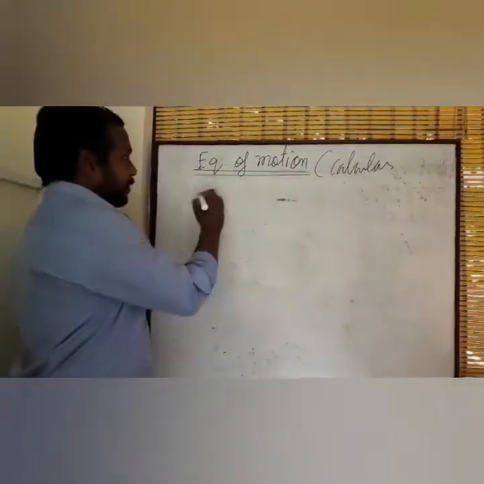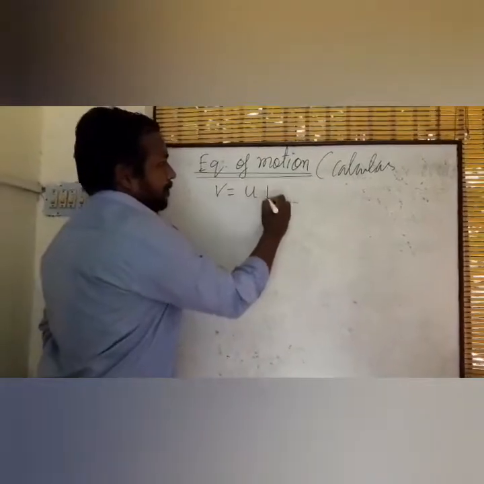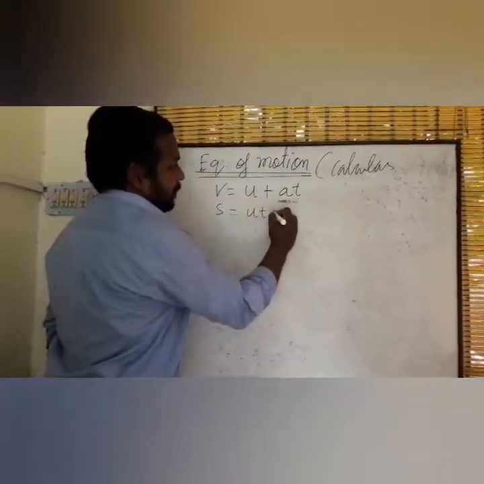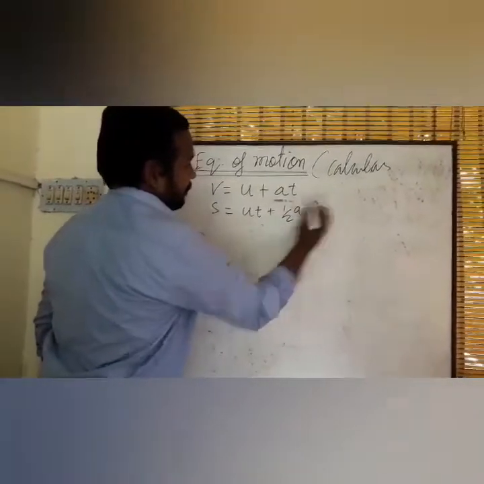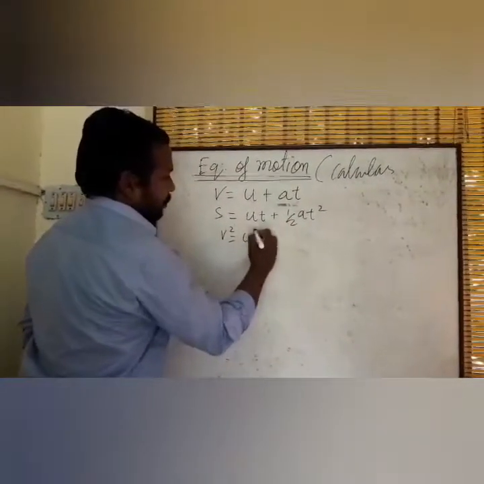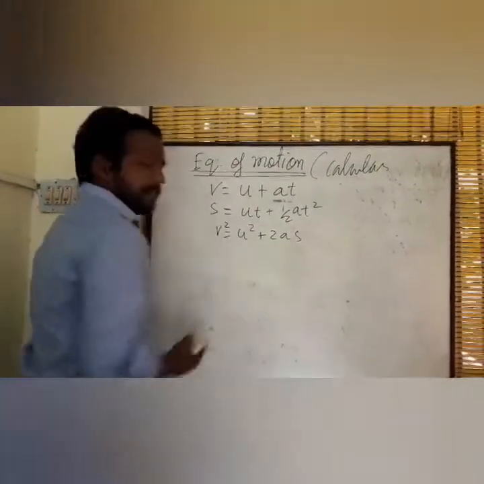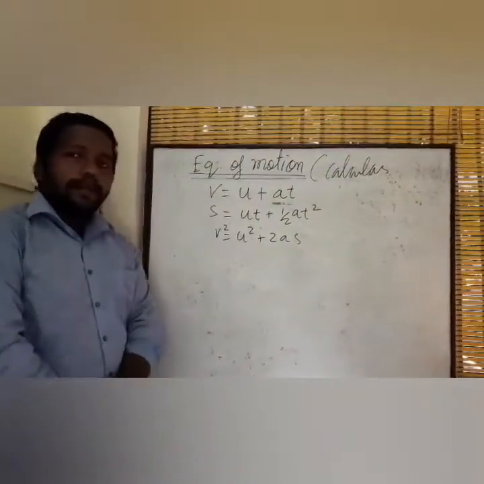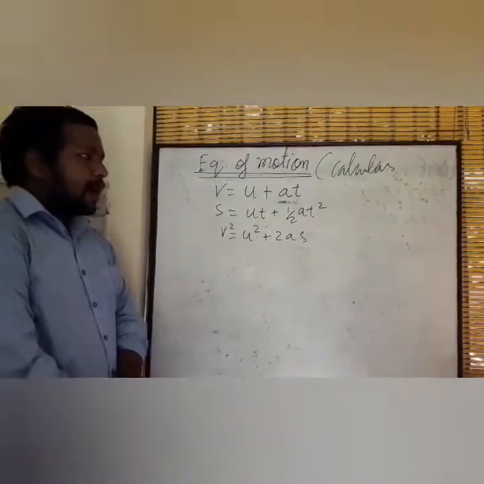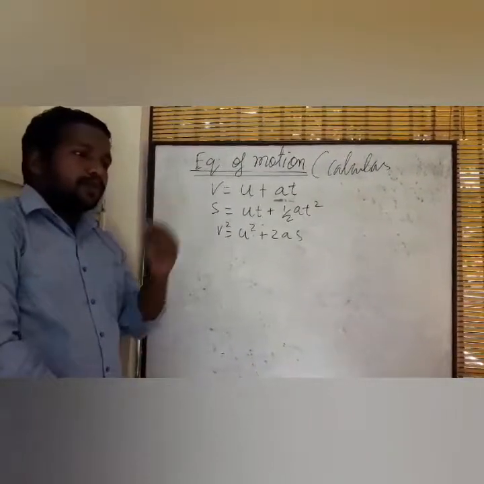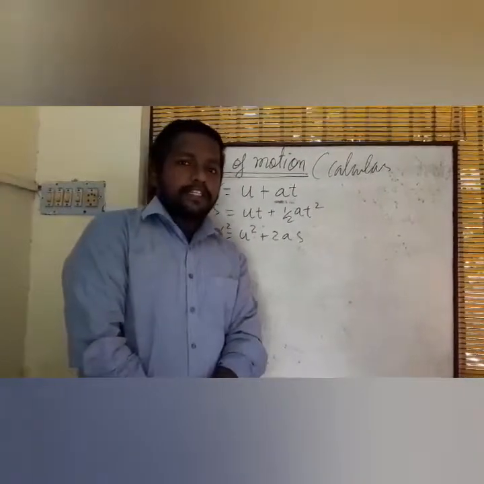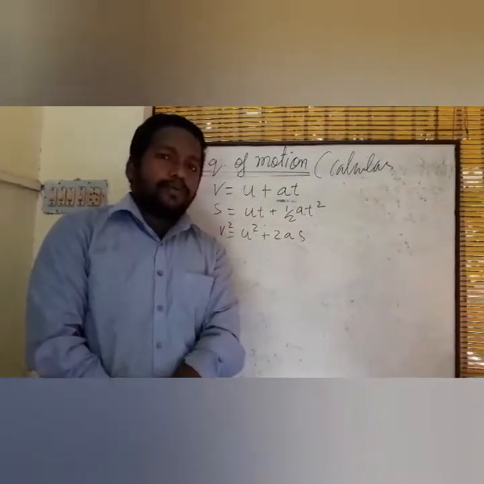As we know, the equations of motion are v = u + at, s = ut + half at square, and v square = u square + 2as. These are the three equations I am going to solve using the calculus method. Before that, you should know the integration formulas. I am not going to tell you everything, only a few formulas.